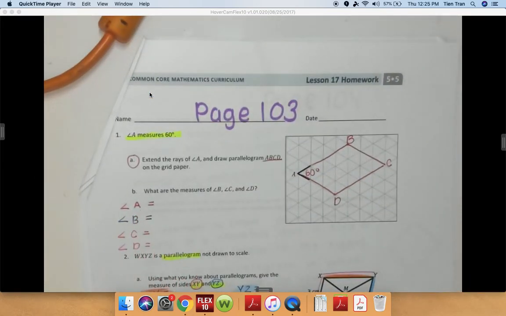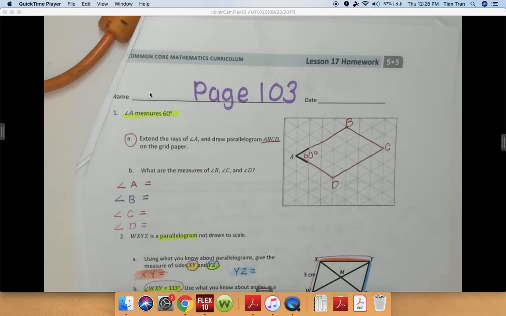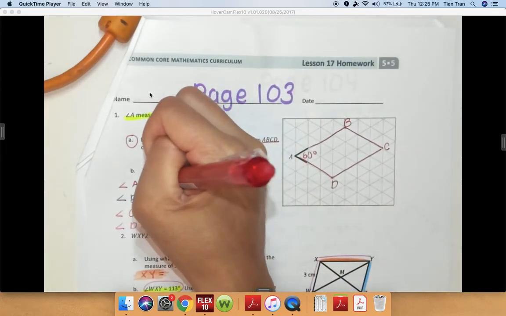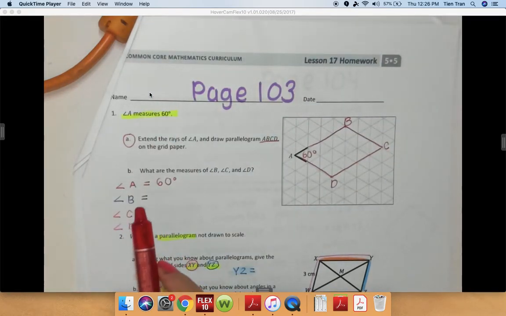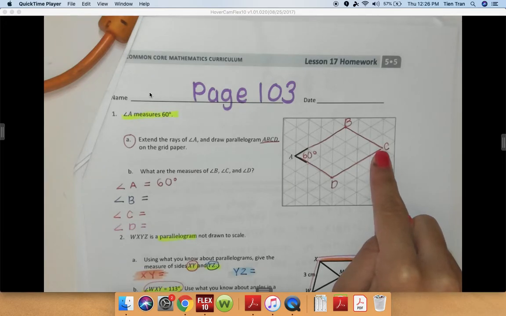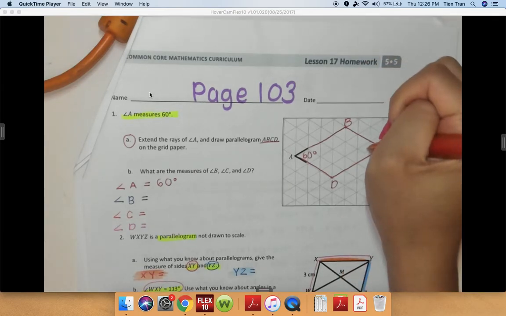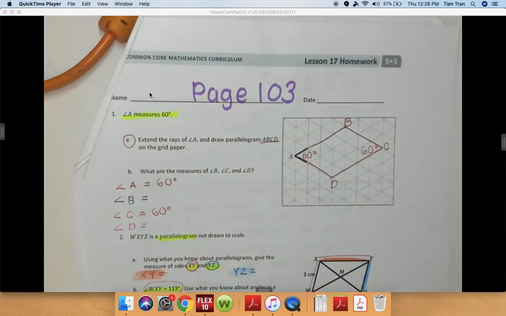Now B. What are the measures of angle B, C, and D? Okay, so I need to figure out what the other measurements of my angles are. Remember I said that for angle A, opposite angles are going to be equivalent. So the opposite of angle A is going to be angle C. So angle C is also 60 degrees. So I'm going to write right here 60 degrees.